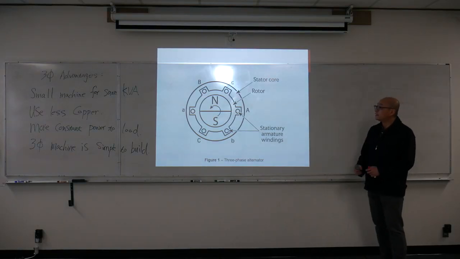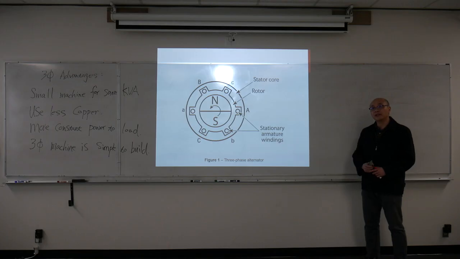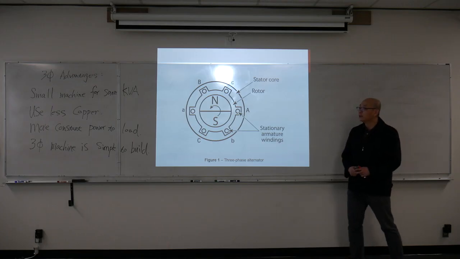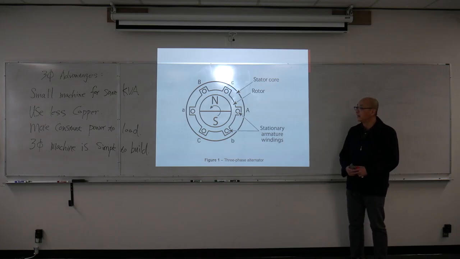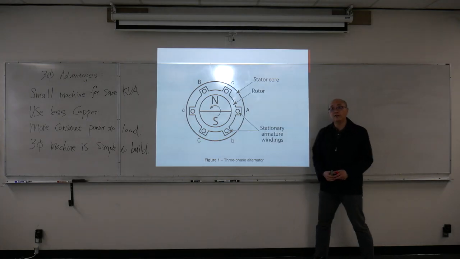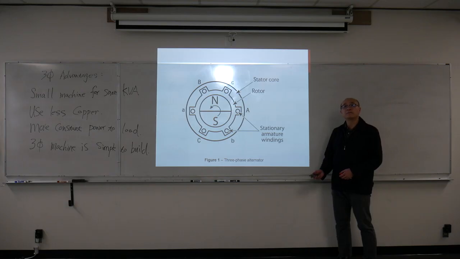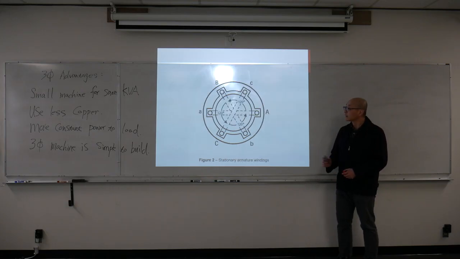So here is a simple three-phase generator. We have three sets of winding put 120 degrees apart in the generator's stationary core. Then when the rotor or the armature is turning inside, or in this case, we have a rotating magnetic field, we have three stator armature windings built in the stator, and we generate a three-phase AC supply.